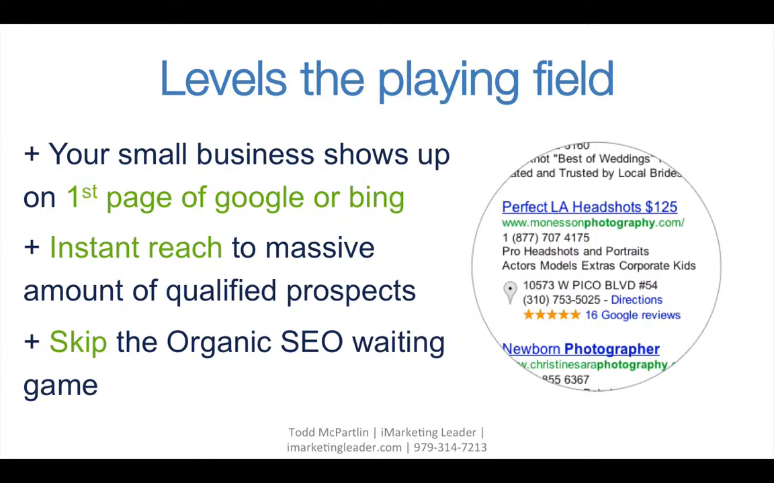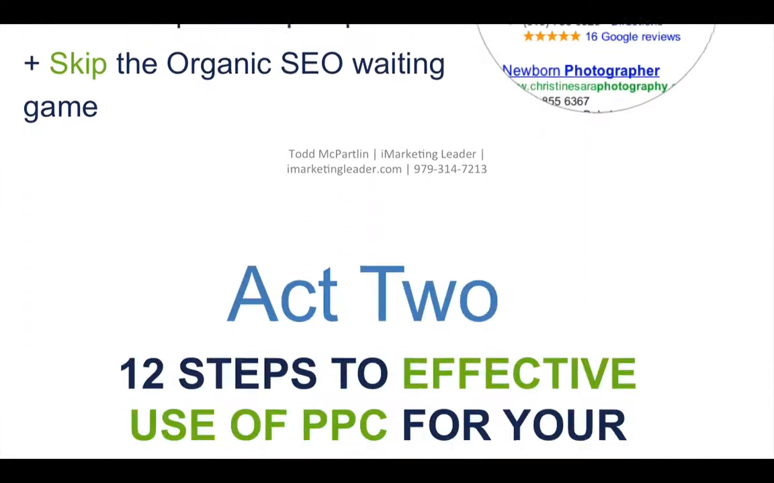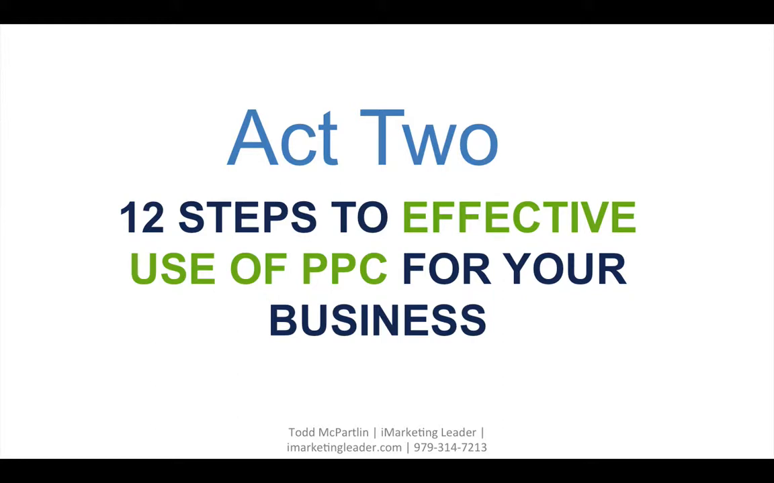Search engine optimization, also referred to as SEO, is still of huge importance. So I don't want to diminish that because we still do that for a lot of clients. Pay-per-click just gets you there faster, but you should be doing SEO behind the scenes. So when the SEO catches up and you start ranking for your keyword, then you can pull back if you wanted to on the pay-per-click, because now you're going to be found the organic way. So let's move into Act 2 and let's actually go through the 12 steps to effective use of PPC for your business.